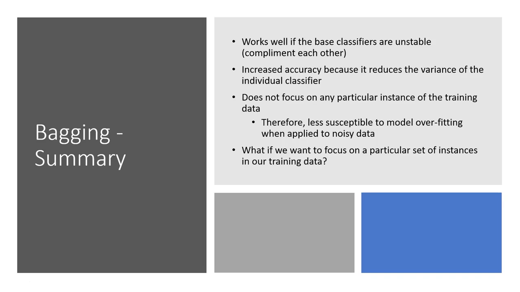With bagging, remember, bagging's going to work well if our classifiers are unstable. In fact, it complements them pretty well. So if we're using decision trees or neural networks, they're going to do really well with bagging. We end up with increased accuracy because we're reducing the variance in our individual classifiers. And because of this, it's not going to be focusing on any particular instance of the training data, which makes it less susceptible to overfitting. So what if we want to focus on a particular set of instances in our training data?